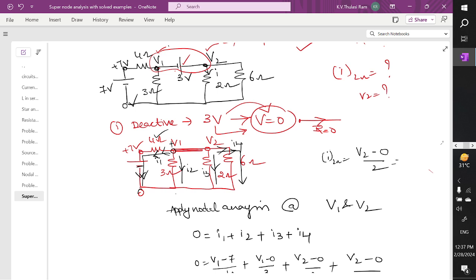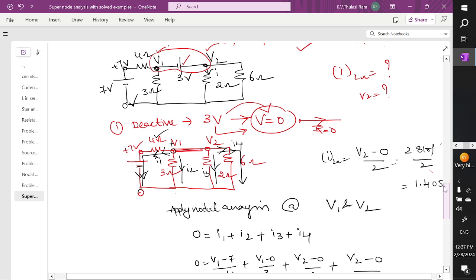So the value of V2 is already obtained, 2.8101 by 2. So this will give the value of 1.405 amps. So this is how. Very simple. So this is known, this is unknown, this is unknown. Between two node voltages, you have one more voltage source. That's why this will act as a supernode.